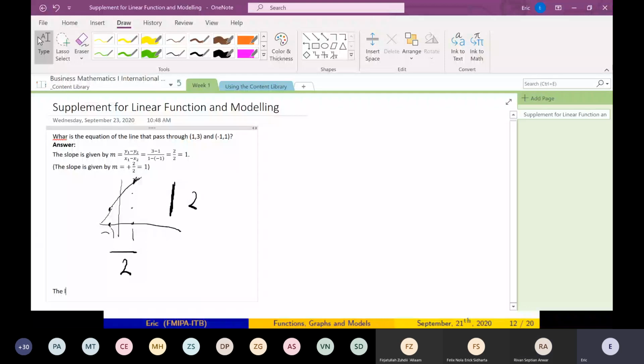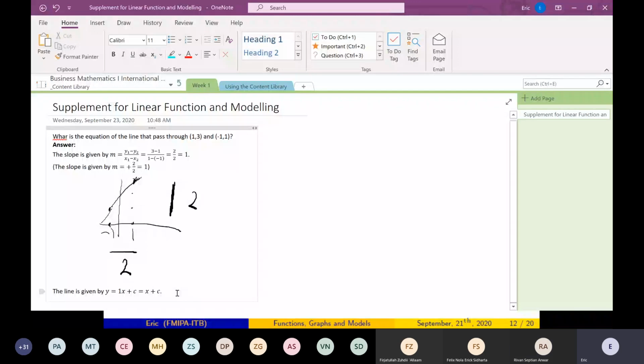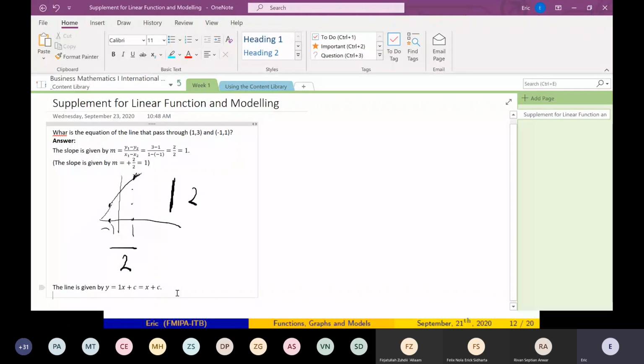And then the line is given by y equals 1x plus c, but 1x is x, so x plus c. How do you get the c? How do you get the c? I think you have already known, yeah? Substitute.